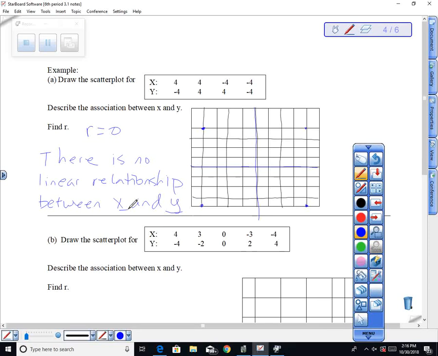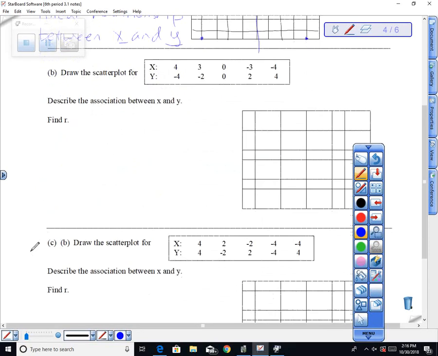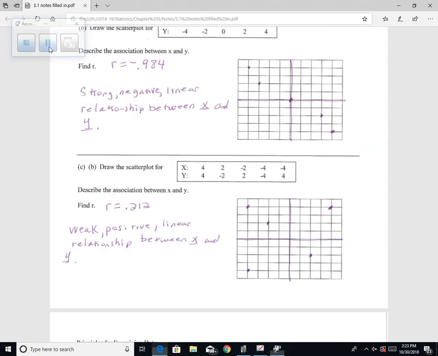All right. So I want you with your shoulder partner to go ahead and do B and C, and then I'll put up the key for that here in just a minute and let you check yourself. Okay. So if you've done this correctly in part B, it says R is negative 0.984, and you should say there is a strong negative linear relationship between X and Y.